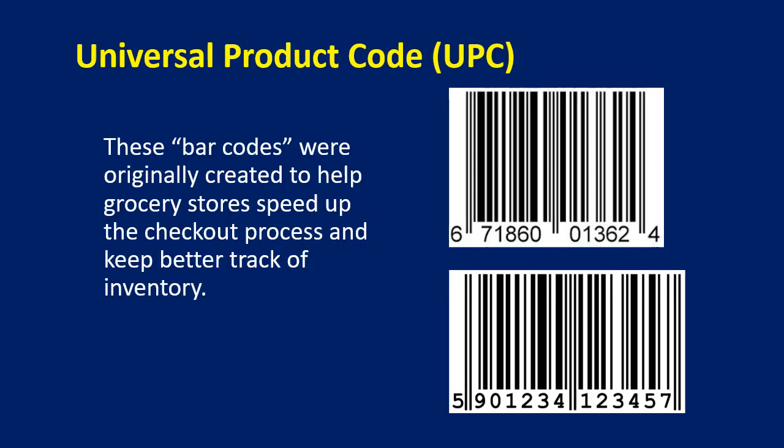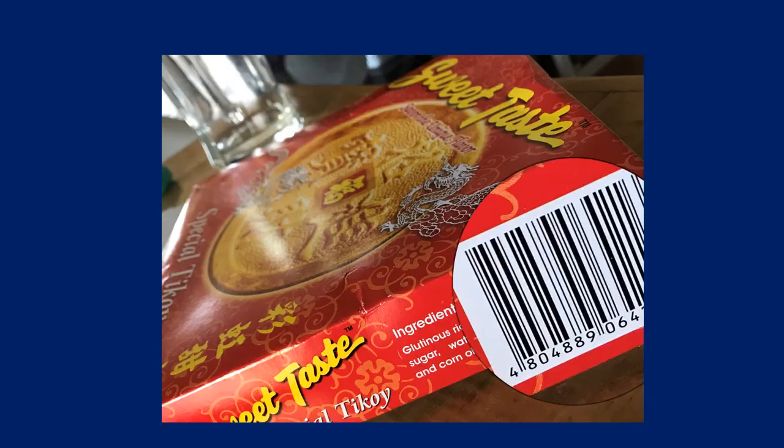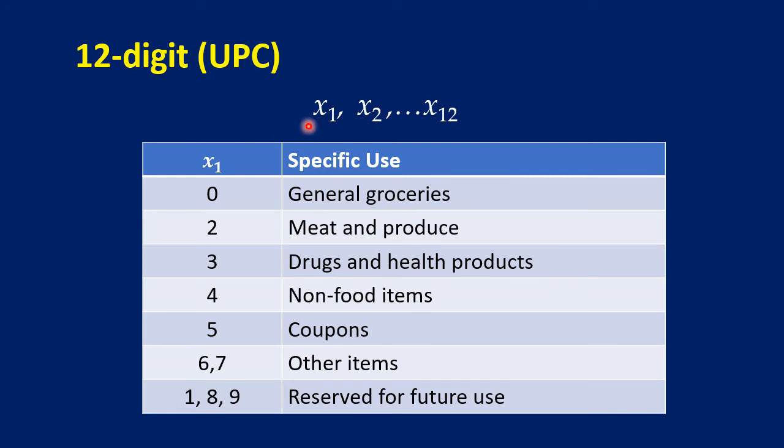Okay? So, Universal Product Code or UPC. These are the barcodes that were created to help grocery stores speed up the checkout process and keep better track of inventory. These are the UPC that you see in products. So, this is an example. Let's now look at the 12-digit UPC. You have 12 digits, so X1, X2, up to X12. Let's just name them like that.